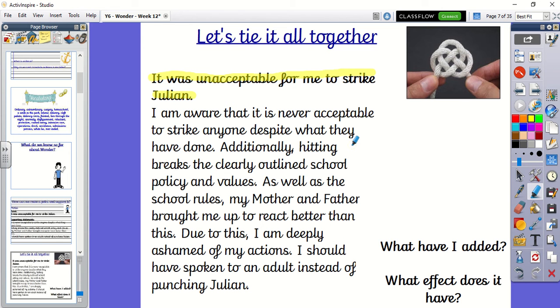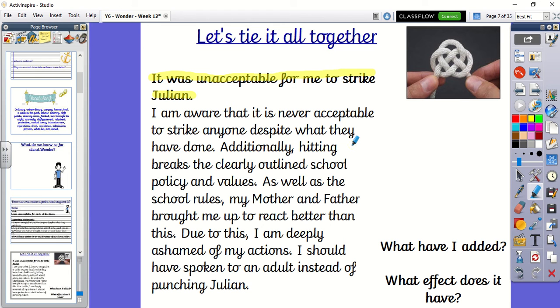So I am aware that it is never acceptable to strike anyone despite what they have done. Additionally, hitting breaks the clearly outlined school policy and values. As well as the school rules, my mother and father brought me up to react better than this. Due to this, I am deeply ashamed of my actions.